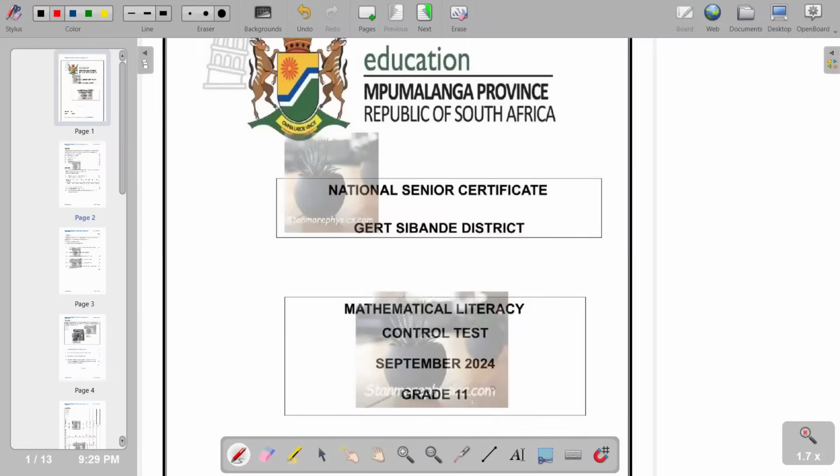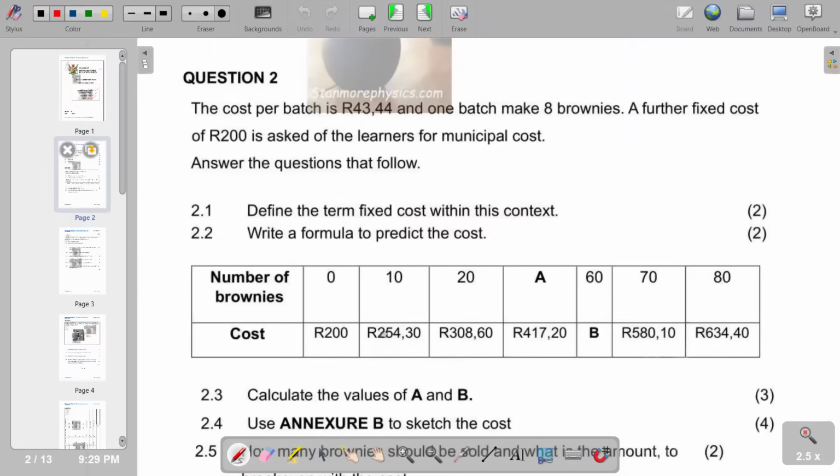Grade 11 Mathematical Literacy of September 2024, from Mpumalanga province. Moving on to question 2 of that question paper, it reads: the cost per batch is 43 Rand 44 cents, and one batch makes 8 brownies.